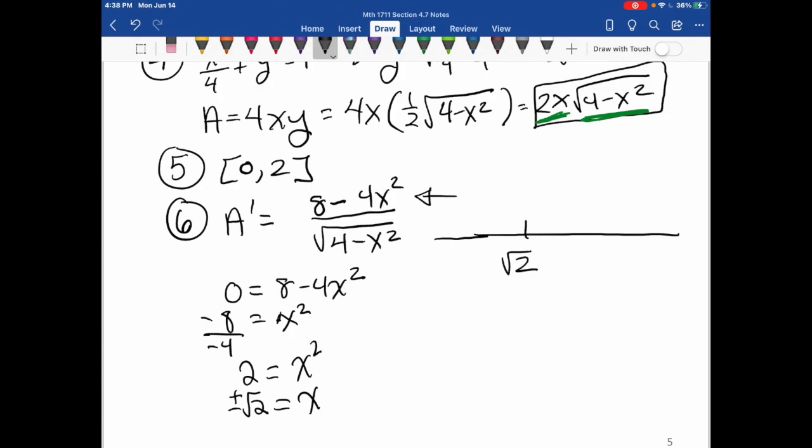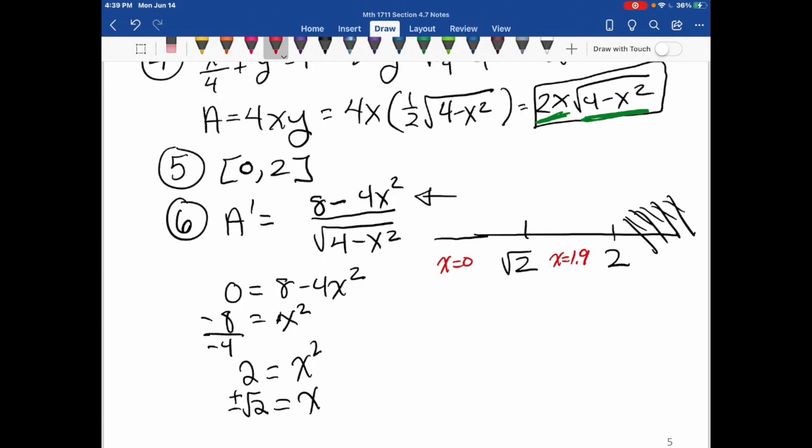So on my sign chart, I'm going to put the square root of 2, and then I'm going to put the value 2. Now I'm not picking points after 2 because we're only considering the domain from 0 to 2. So I'm crossing off this interval. We're not going to use that interval. But I do want to pick test points here. So let's use x is 0 and let's use x is 1.9.